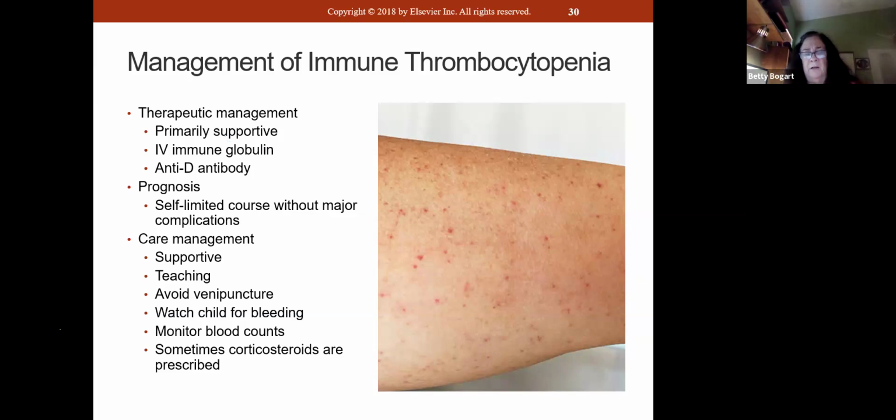And then in the hospital, we're going to be monitoring a CBC. Remember, the CBC has a platelet count. Is the treatment working? Is the IVIG, anti-D, is it working? Are the platelet counts coming up? That's what we're looking for. And sometimes they give corticosteroids. That is a treatment for ITP.